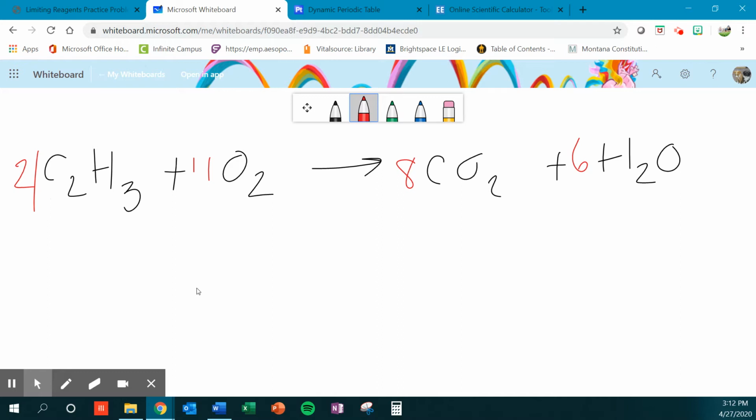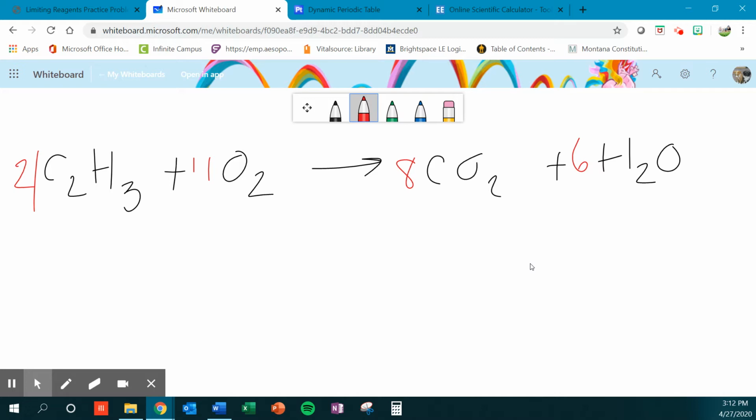Let's double check our balancing. We have 8 carbons, 8 carbons. We have 4 times 3 is 12 hydrogens, 6 times 2 is 12 hydrogens, and then we have 22 oxygens, where we have 8 times 2 is 16, plus 6 is also 22. So we are now balanced. Each of the coefficients cannot be simplified any further, so we are in our simplest balanced equation here.